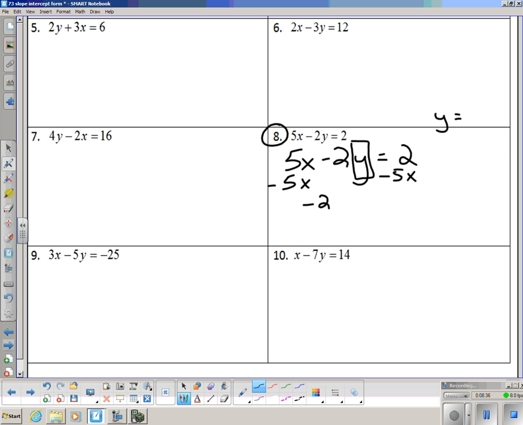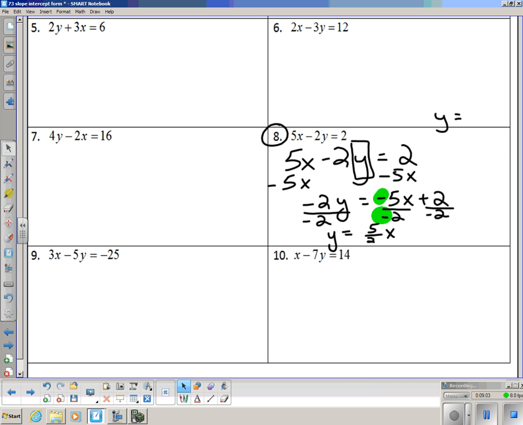I get negative 2y equals negative 5x plus 2. I want to put the x term before the 2. And I'm going to divide both sides by negative 2. So I get y is equal to negative 5 divided by negative 2. Negative divided by negative becomes a positive overall, so 5 over 2x. And a positive 2 divided by a negative 2 is just a negative 1.